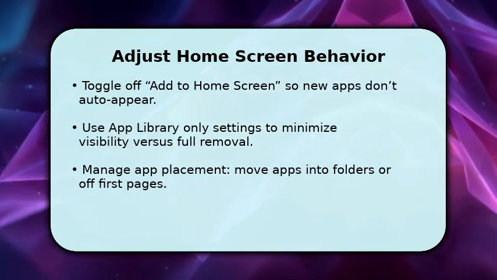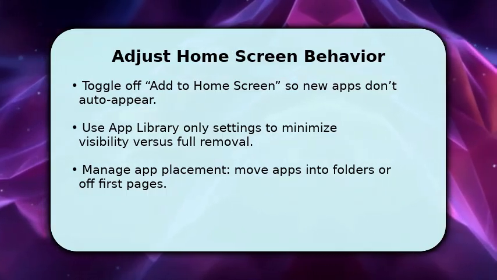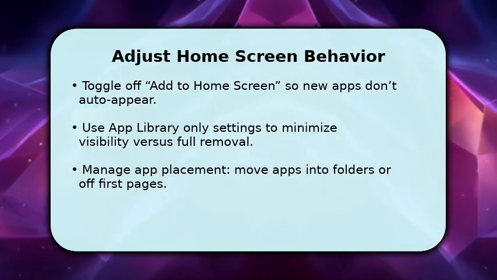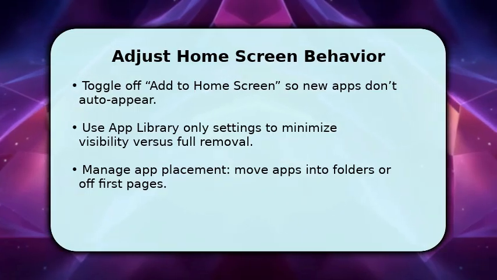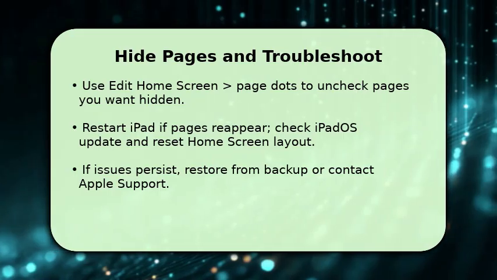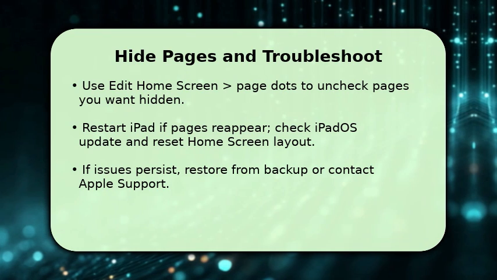Once you've relocated apps, use Pinch to edit the home screen to hide pages. Make sure to test by downloading a small free app so you can see where it appears and adjust settings if it still surfaces. Finish by hiding entire pages. Enter Edit Home screen, tap the page dots, and uncheck pages you want hidden so the app library feels removed.